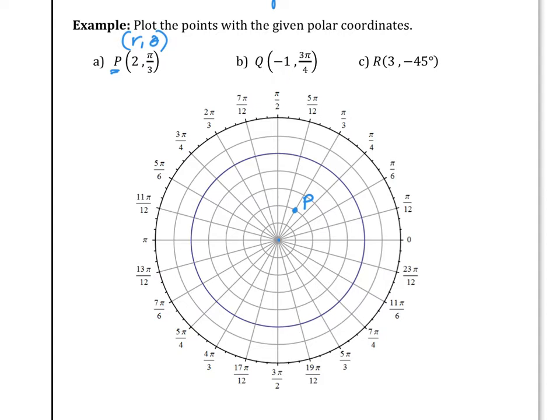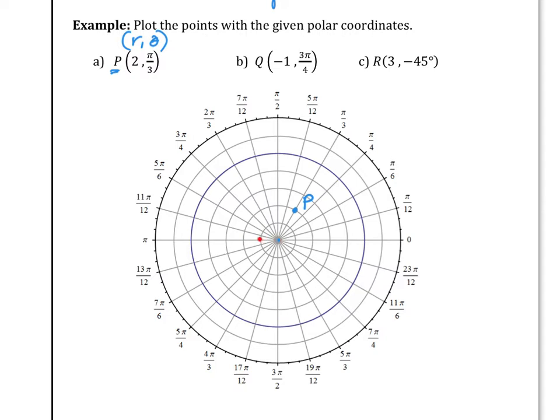All right, -1 is a little bit trickier because we're going to have to go in the negative r direction. So if we're starting at the origin here, which is at the pole, when we go -1, we're going to go in the left direction, 1 this way. So there is a reason I went this way for r, that's the positive r, and if I go this way, that would be negative r.